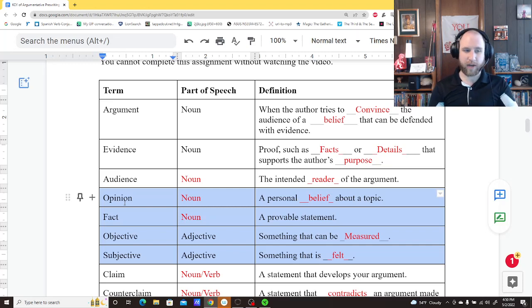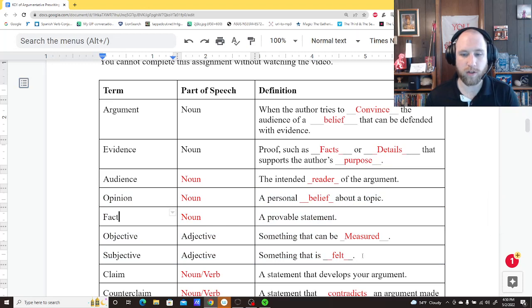Now, subjective is very much like an opinion, right? It's an adjective. So we could say you have a subjective opinion. It's something that is felt. It's something that only you can perceive. So again, if I think pizza tastes good, that's subjective. That lives between me and my tongue. That's it, right? We're the only people who determine whether or not we like pizza.